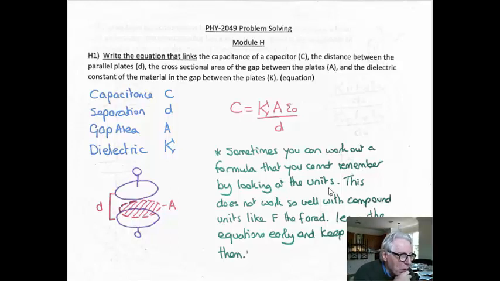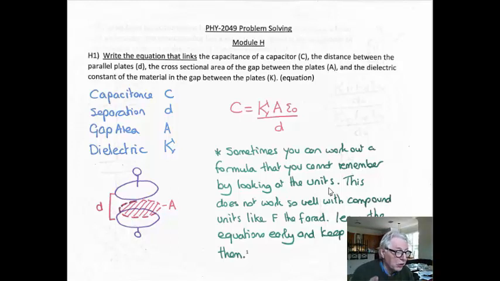This does not work so well with compound units like the farad. What is a farad? Well, it's a name, named after, I think, a person, like Newton was named after a person. So you can't look at farad and go, oh, I know what to do now mathematically. Also, it doesn't tell you if there's any constants in there. If it's like a half mv squared, it would miss the half.